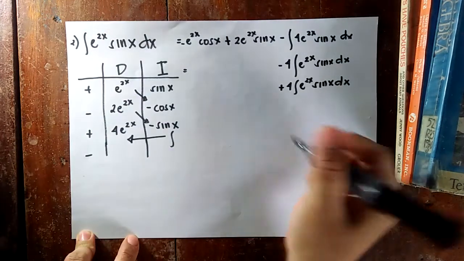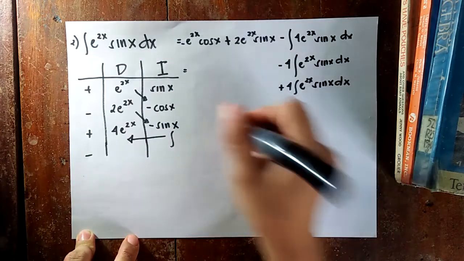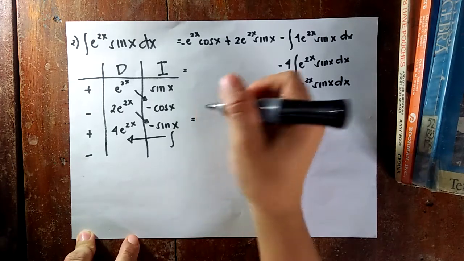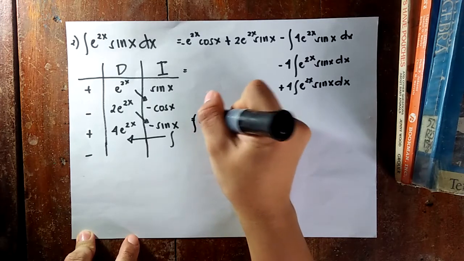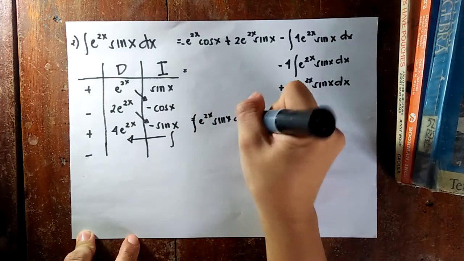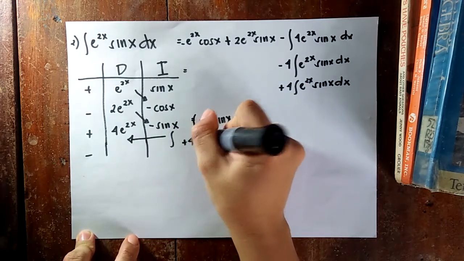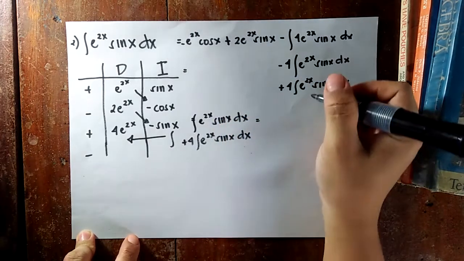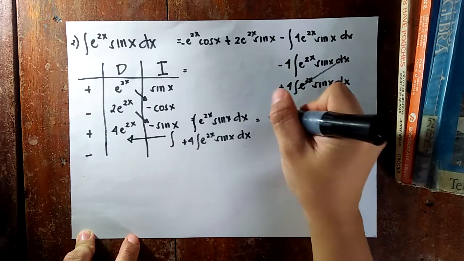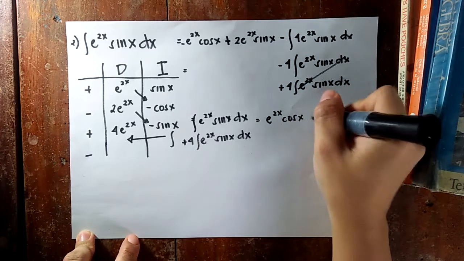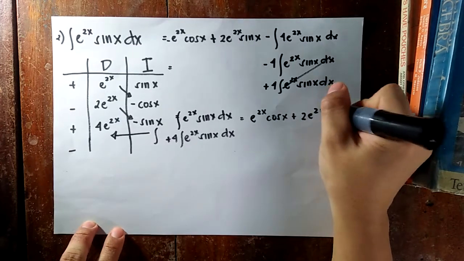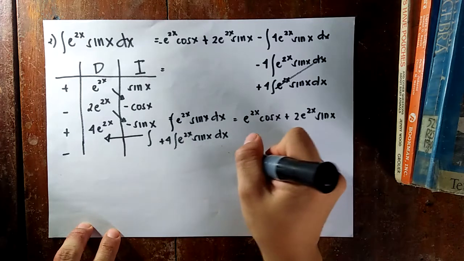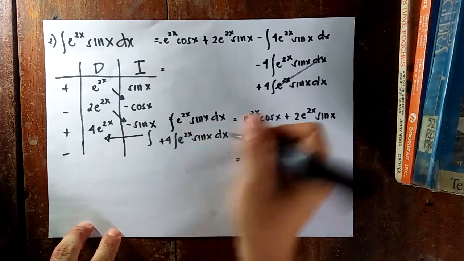and on the other side we add again. So this will become the integral of e^2x sine x dx plus 4 e^2x sine x dx is equal to, this one will be cancelled, e^2x cosine x plus 2e^2x sine x.